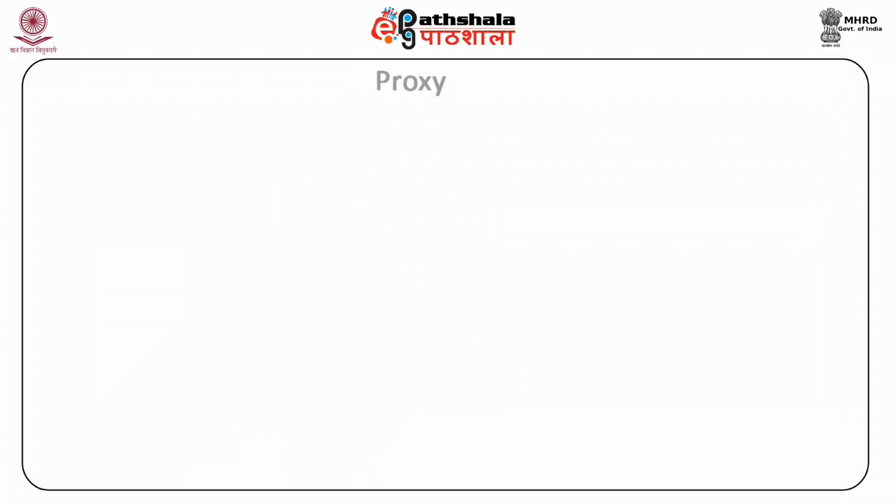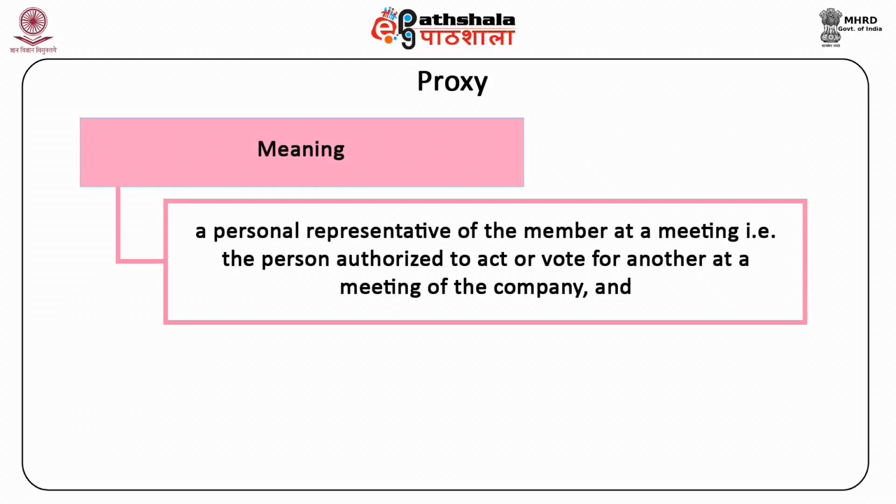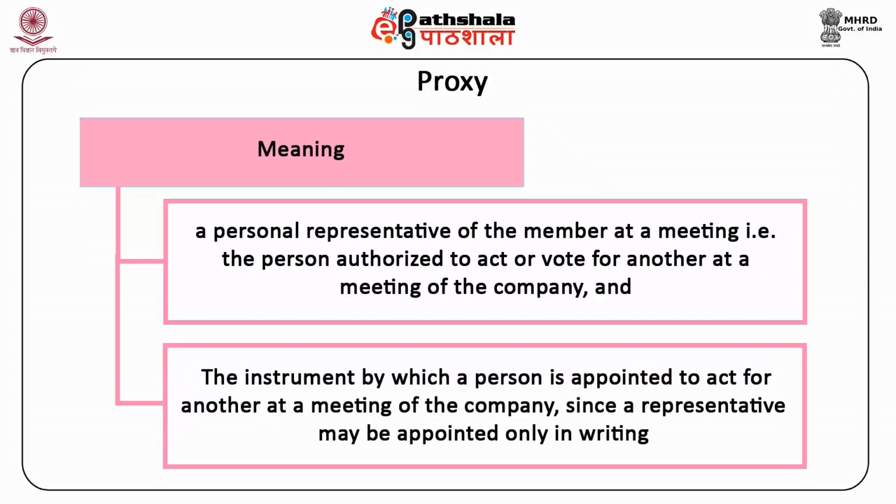Let us now define the term proxy. The term proxy has two meanings. A. A personal representative of the member at a meeting, that is, the person authorized to act or vote for another at a meeting of the company, and b. the instrument by which a person is appointed to act for another at a meeting of the company, since a representative may be appointed only in writing.